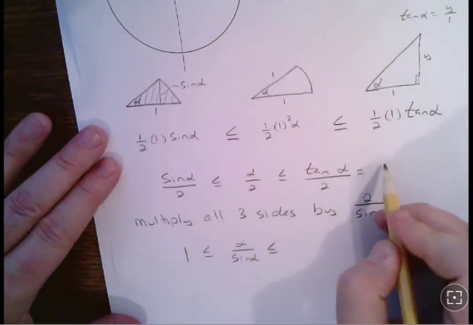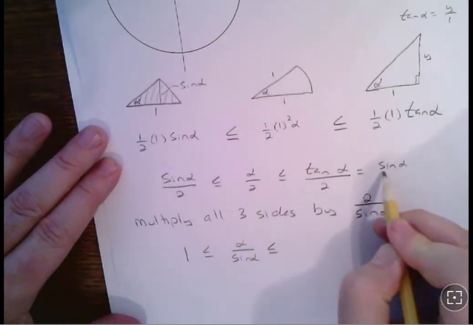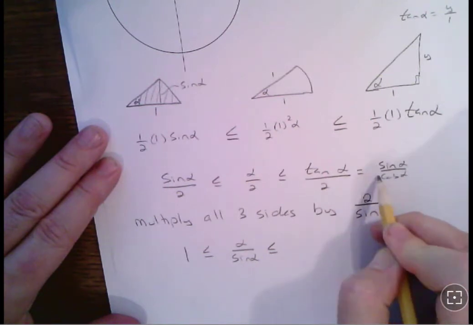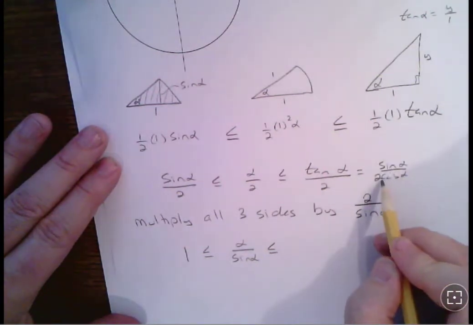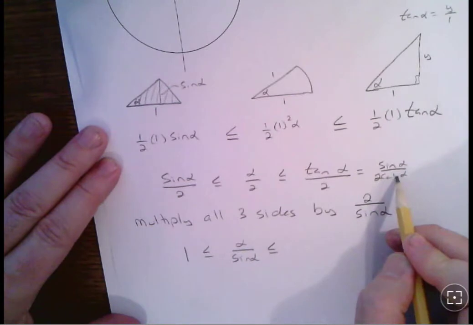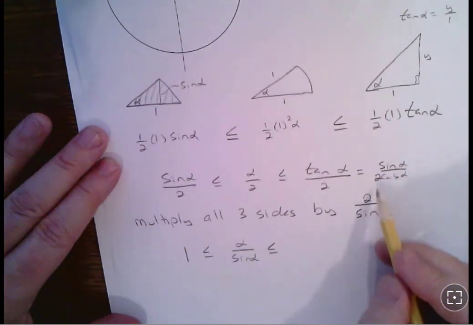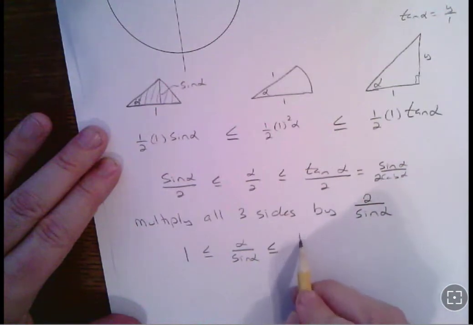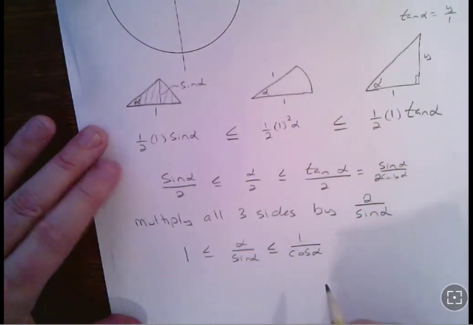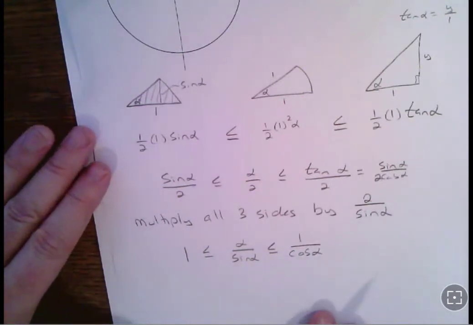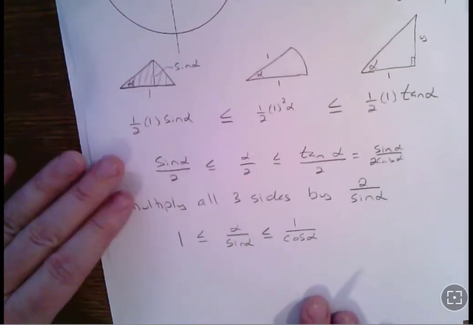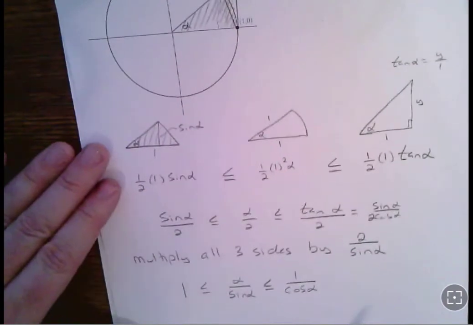Let's see, so the tangent is the sine of alpha divided by the cosine of alpha. So it would be the sine of alpha divided by 2 cosine of alpha, and I multiply it by 2 divided by the sine of alpha. Well, the 2's are going to cancel, and the sine of alphas are going to cancel. And this is going to end up being 1 over the cosine of alpha. So that's just a little bit of simplification of the trig formulas. And so now you can begin to see this thing take shape. I've got alpha divided by the sine of alpha.